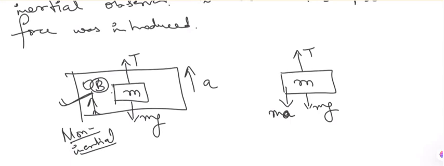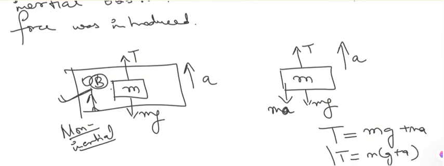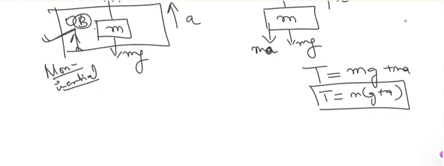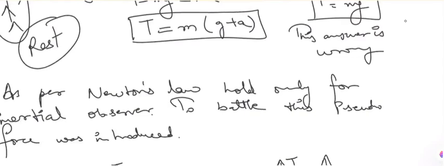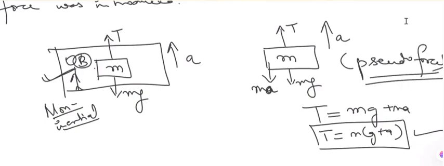It is always in the opposite direction of the acceleration. Then you will get your answers as correct: T equals mg plus ma, so T equals m(g plus a). Now this particular equation and this particular equation are the same. So we need to add one pseudo force when the person is in a non-inertial frame of reference. Understood or not?